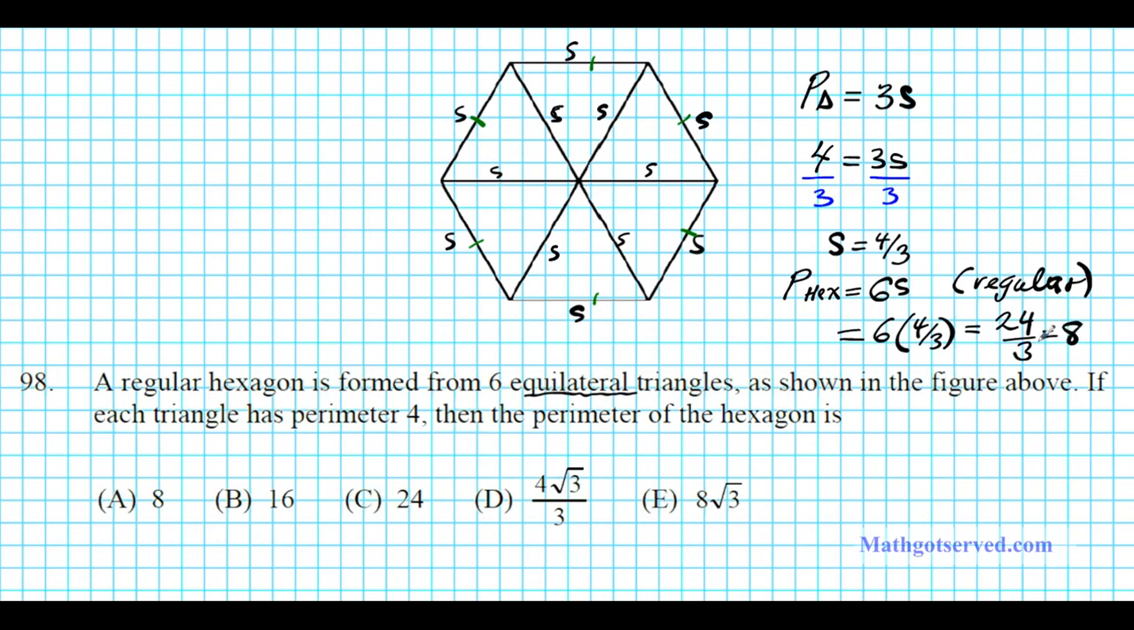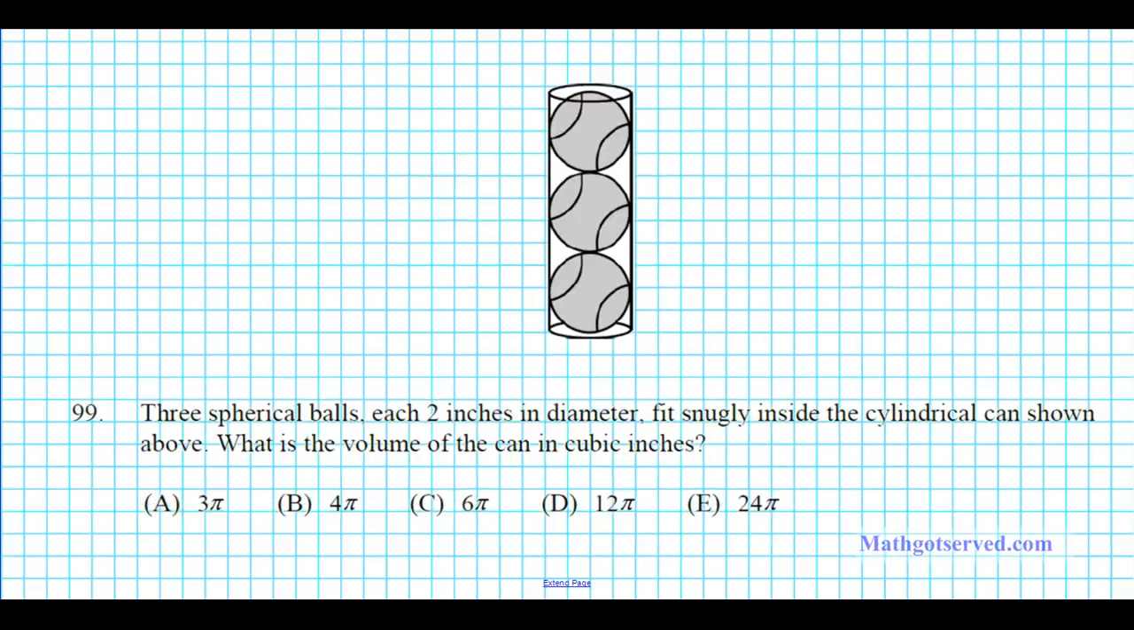24/3 is 8. So we see that our answer is option letter A. All right, let's take a look at problem 99. It says 3 spherical balls, each 2 inches in diameter, fit snugly inside the cylindrical can shown above. What is the volume of the can in cubic inches?